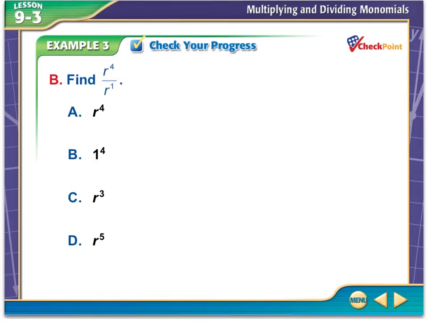Here's your second to last quiz question for the day. Find r to the 4th power divided by r to the 1st power. You should have gotten answer C, r to the 3rd power. If not, please write down any questions you might have, and we can talk about them tomorrow.